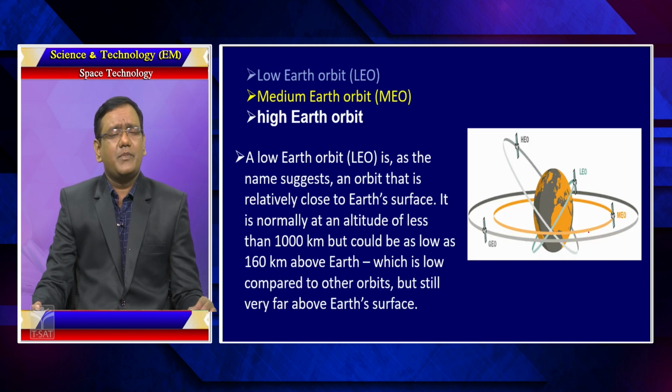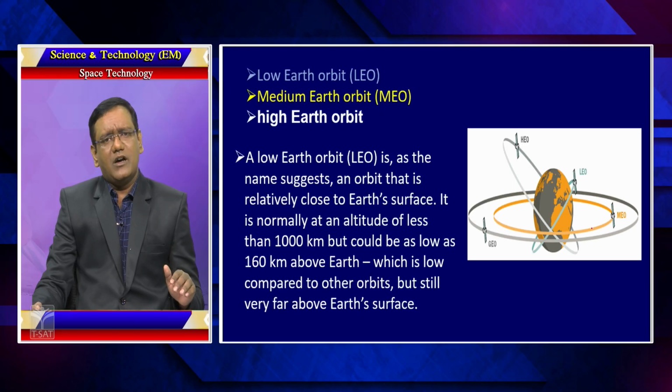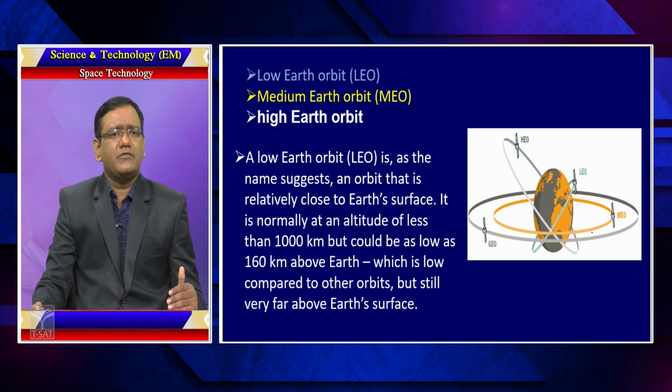These orbits are basically low Earth orbits, medium Earth orbits and high Earth orbits. They are different types of orbits, categorized based on the height of the orbits from the Earth. A low Earth orbit, as the name itself suggests, is any orbit that is relatively close to the Earth's surface. It is normally at an altitude of less than 1000 kilometers, but it could be as low as 160 kilometers above the Earth.